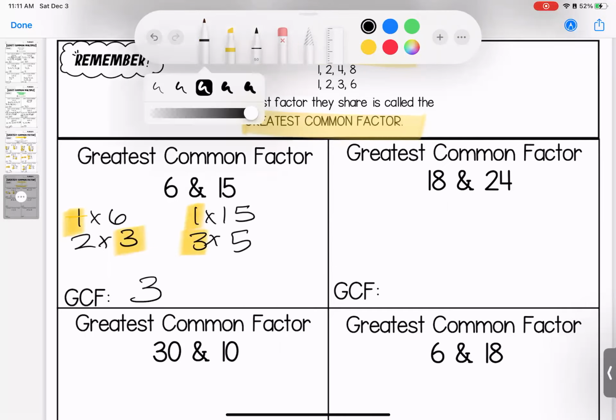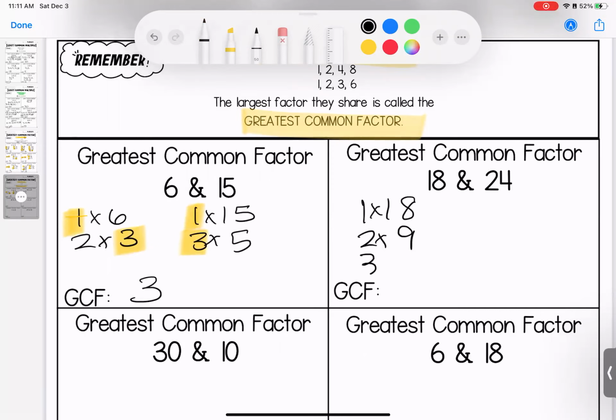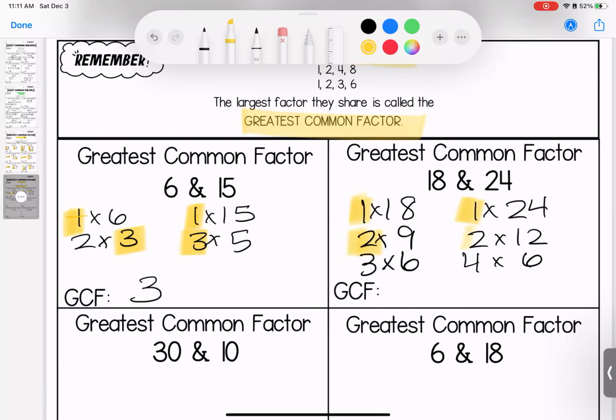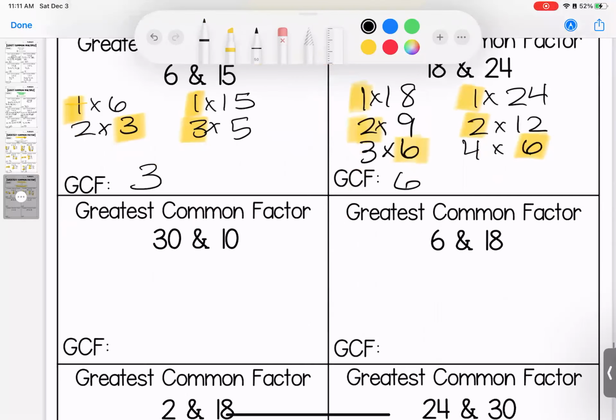Factors of 18 are, switch my pens, 1 times 18, 2 times 9, 3 times 6. For 24, we have 1 times 24, 2 times 12, 4 times 6. Looking to see what they share. We share a 1, a 2, a 6, and that is it. Greatest common factor is 6.